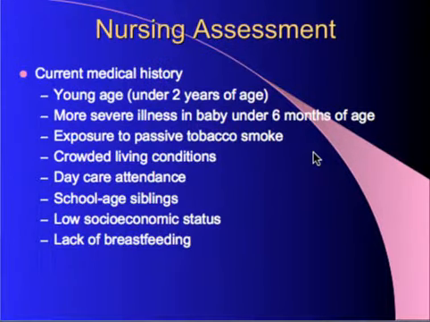We want to get a current medical history. How old is the child? These children tend to be under 2 years of age. The illness would be more severe in a baby under 6 months of age. Exposure to passive smoke, secondhand tobacco smoke, crowded living conditions. Does the child attend daycare? Are there school-age siblings? What's their socioeconomic status? They tend to have a lower socioeconomic status. And is there breastfeeding or not? These children tend to have a lack of breastfeeding.